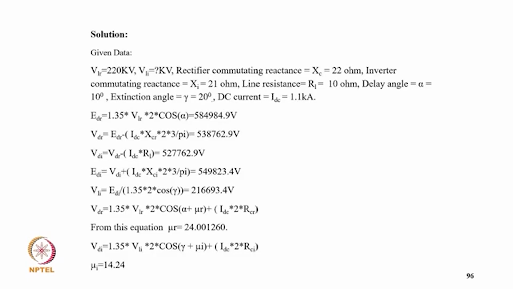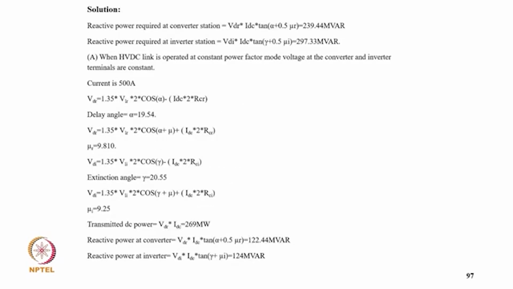gamma, that comes typically 216.693 kilovolt, and VDR equal to 1.35 VLR into 2 cos alpha plus mu r plus ID into 2 ICR. From this mu r comes 24 degree, and VDI equal to 1.35 VLI into cos gamma plus mu I, so ID into 2 into CR, so your gamma mu I becomes 14.24 degree.